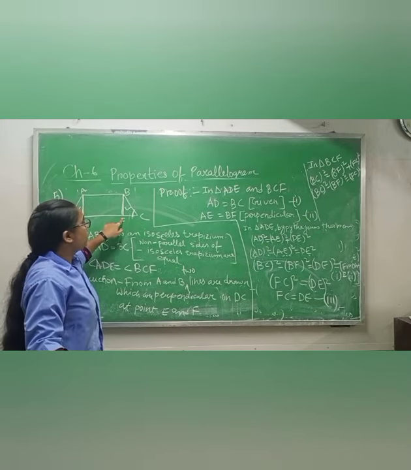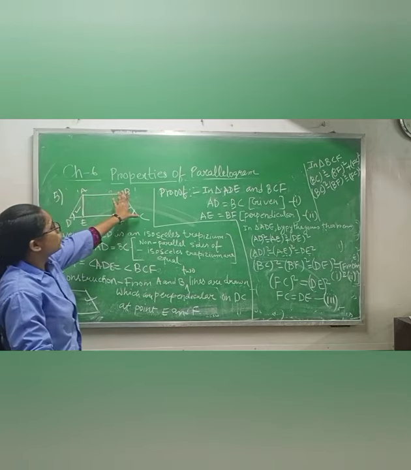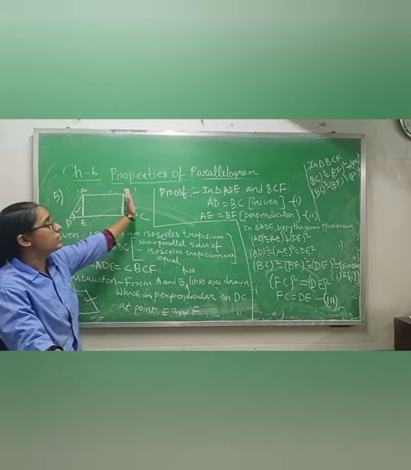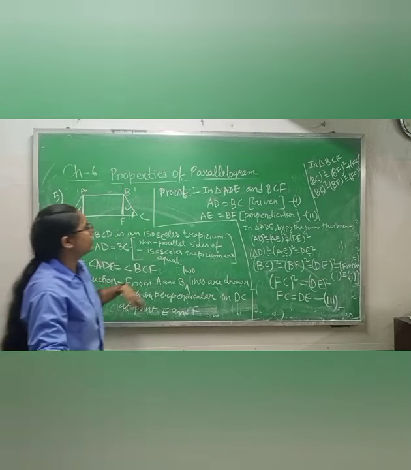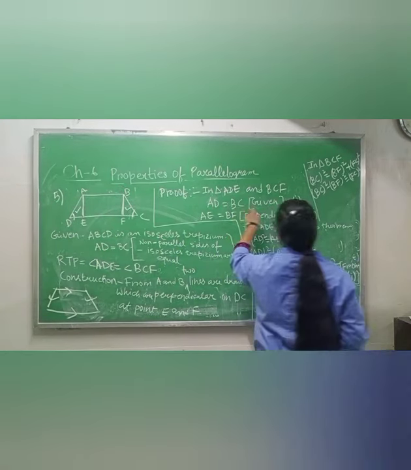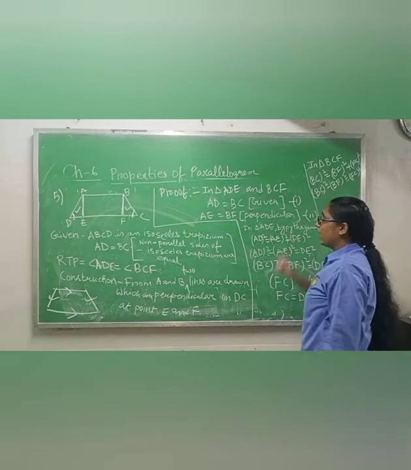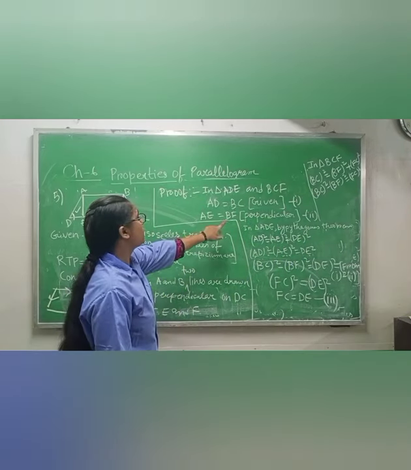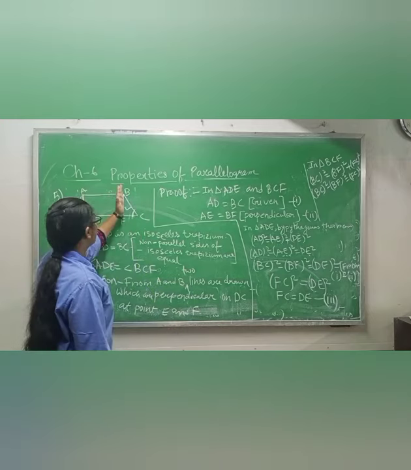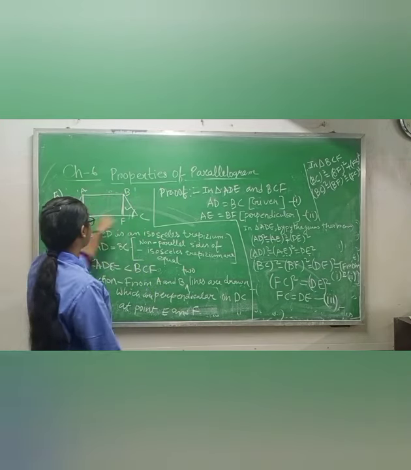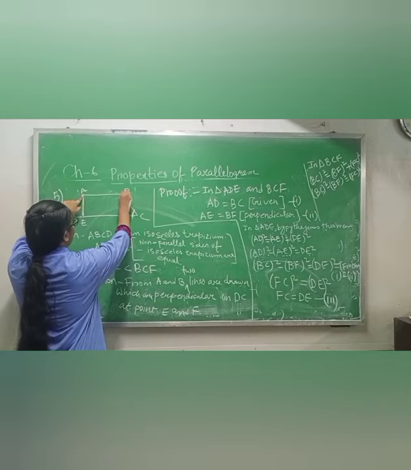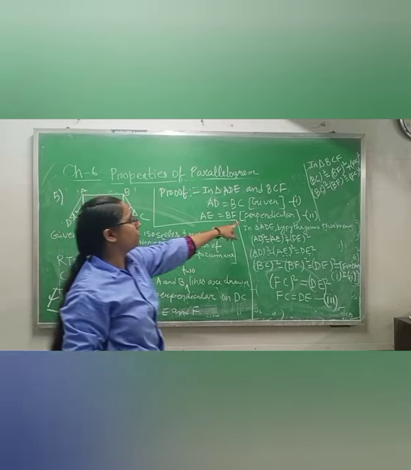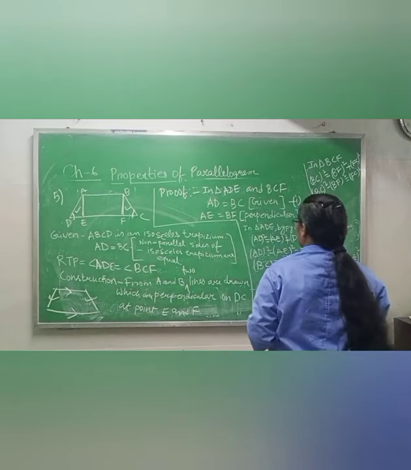Now you can see that AD equals BC. Why? Because it is already given that the non-parallel sides are equal in an isosceles trapezium. That is why I have written AD equals BC, given, equation 1. Now AE equals BF. Both are perpendicular on the same line and they are coming from the same height. So of course AE equals BF, perpendicular, given reason.